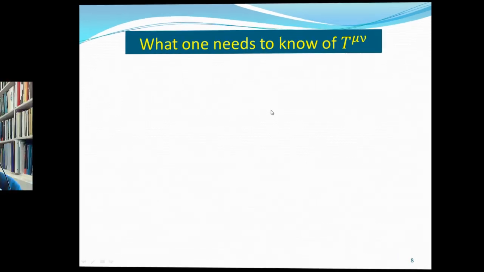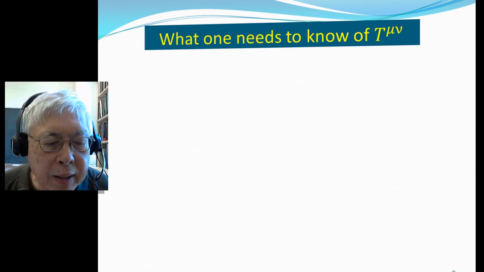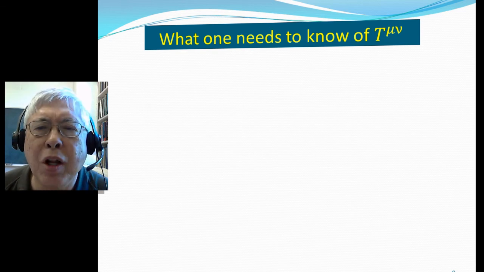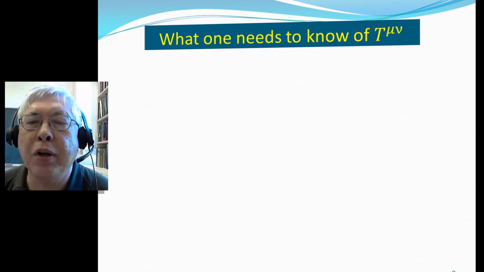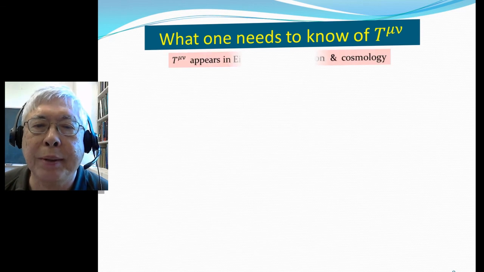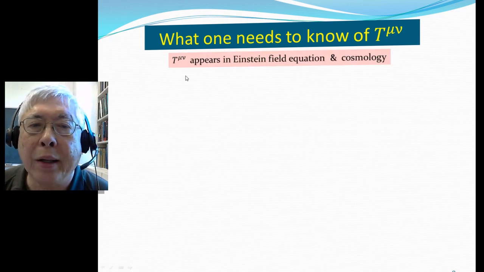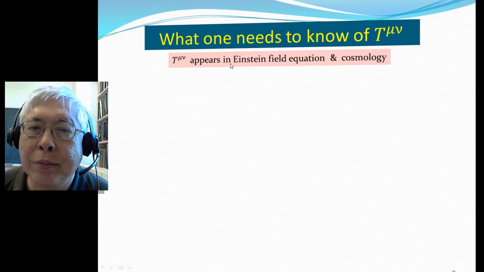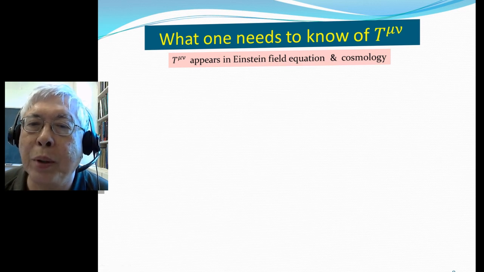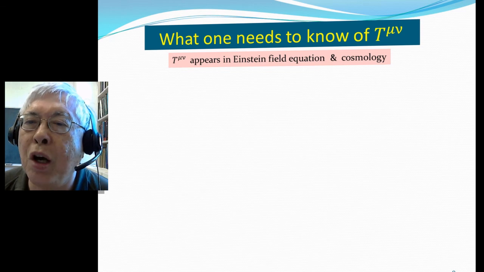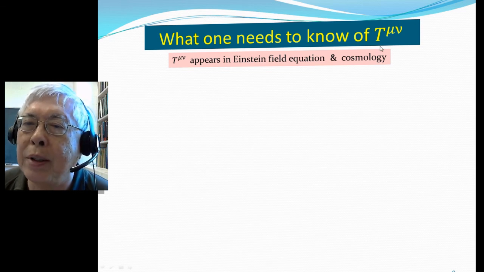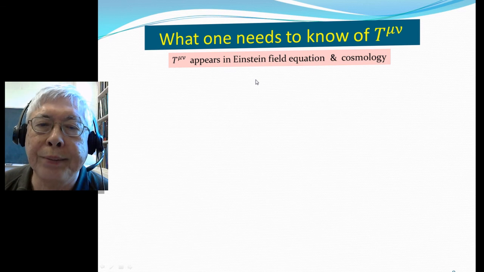Okay, all this may sound pretty complicated to you. You ask, how much do I need to know? Well, all you need to know about the energy momentum tensor are the following aspects. You need to know that the energy momentum tensor appears in the Einstein field equations. So when we talk about Einstein's theory of general relativity and cosmology, you may not work with it, but at least know this: you have the energy momentum tensor.